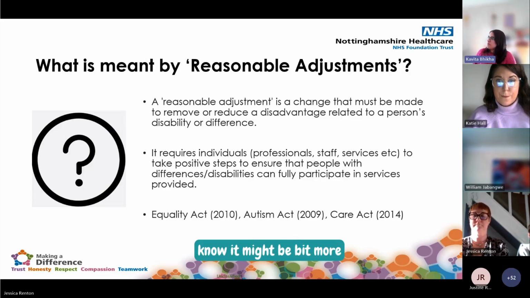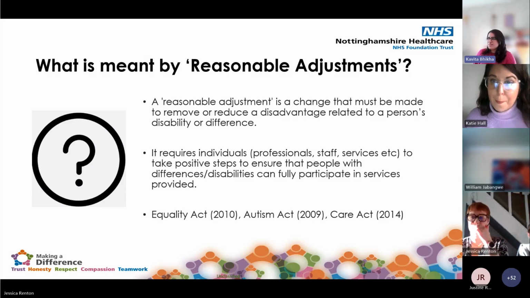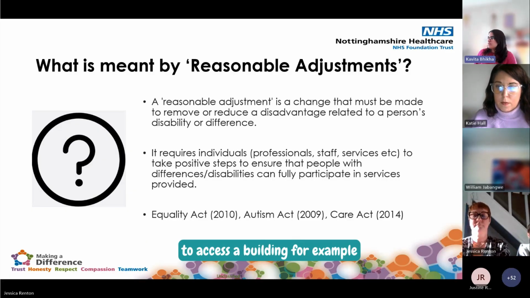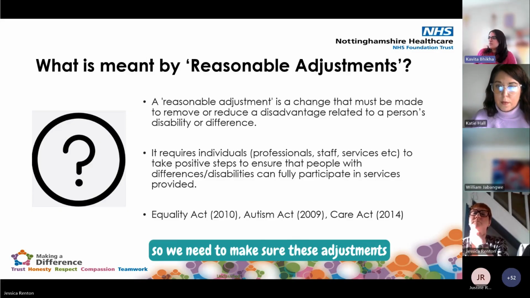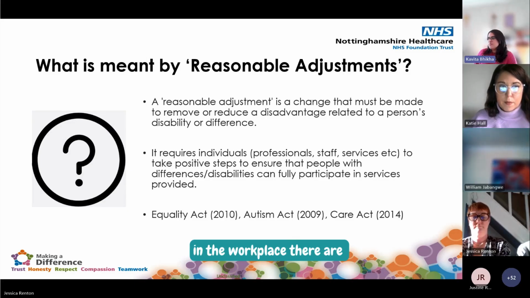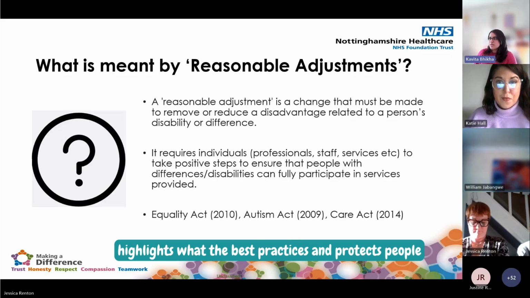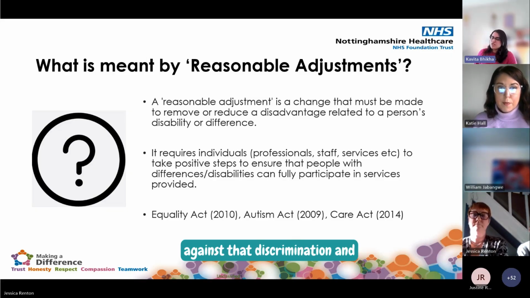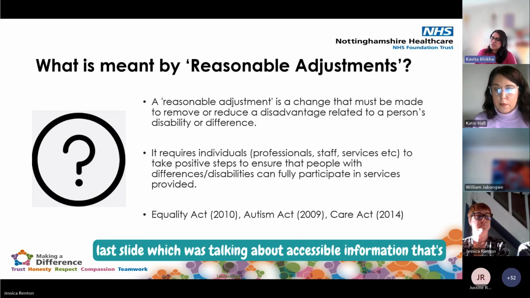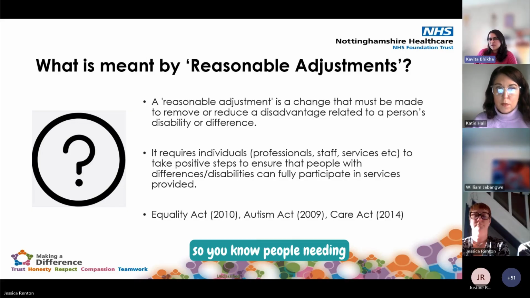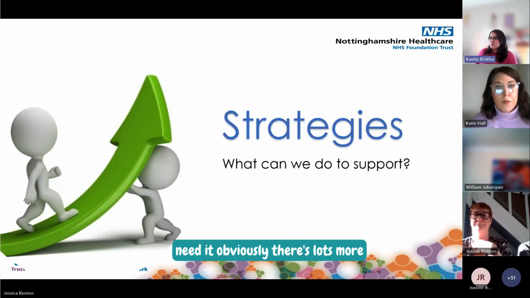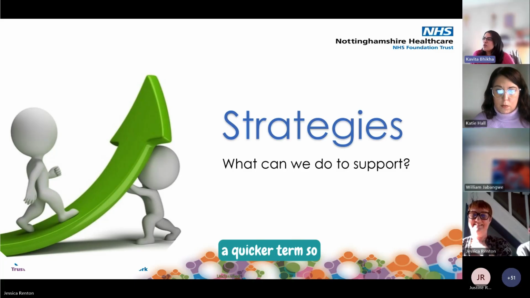It might be a bit more mainstream, but still not everywhere. Thinking about someone who's got a wheelchair, they may have access to a ramp to access a building, for example, or an accessible toilet. So we need to make sure these adjustments are in place. Thinking about interviews, for example, or the workplace, there is legislation that highlights what the best practice is and protects people against discrimination, and tries to make sure that the reasonable adjustments are put in place. Also, that last slide, which was talking about accessible information, is specific to the communication side of things. So people need to make adjustments and give people the information in the way that they need it. Obviously, there's lots more to say on that one, but just to put it in quicker terms.